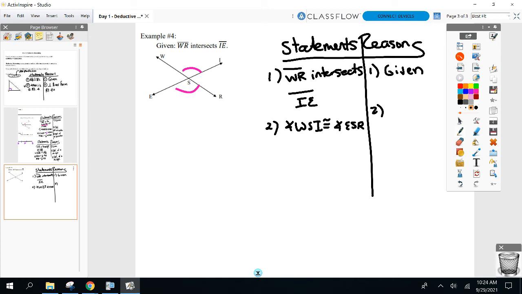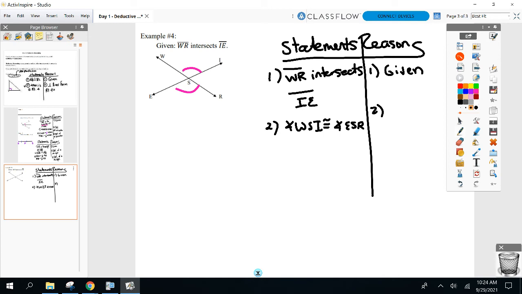Okay, here's an instance where I'm not going to have you guys write definition of. Because if you say definition of vertical angles, ready? Here you go. What's the definition of a vertical angle? Two opposite angles that are formed by intersecting lines. Does my definition say anything about them being congruent? No, the definition does not.